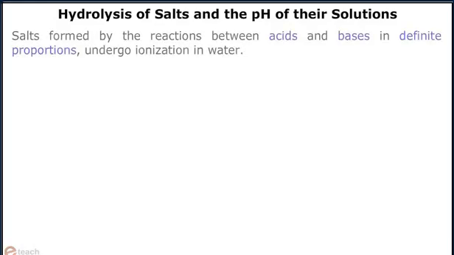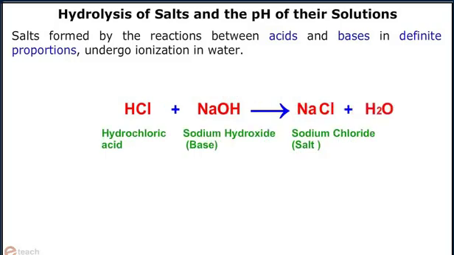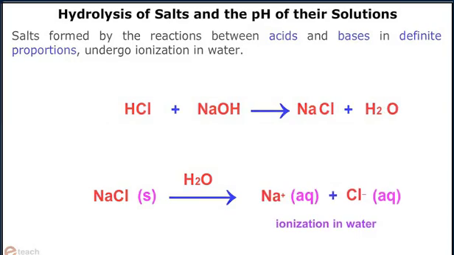Of salt and the pH of their solutions. Salt formed by the reaction between acid and bases in definite proportions undergo ionization in water. For example, the reaction HCl plus NaOH gives NaCl plus H2O. NaCl on hydrolysis gives Na+ plus Cl-.